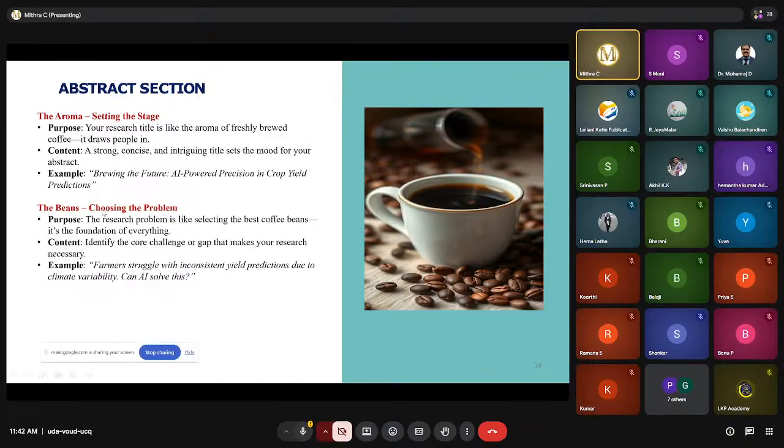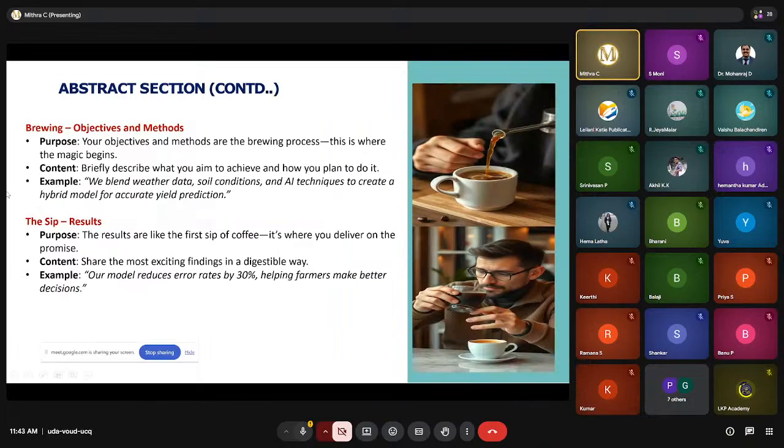Just remember, the quality of the coffee depends upon what kind of coffee bean we are using. That is how your research depends on how well you define the problem statement. So the second point that you need to write in the abstract is choosing your research problem efficiently. Next thing is brewing. So brewing is the third point that you need to write about.